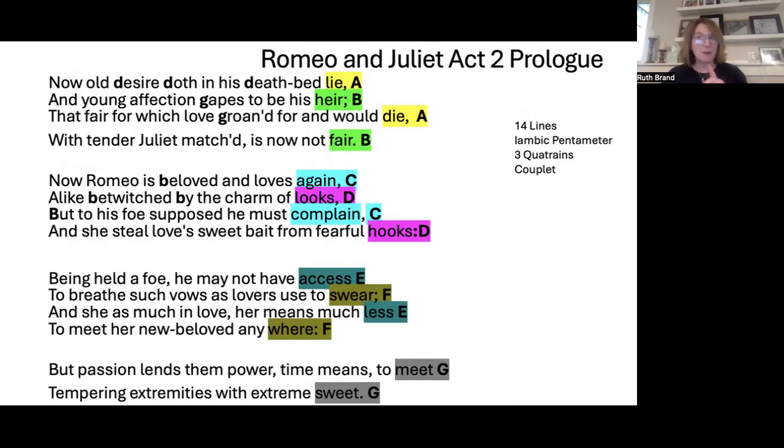So now that he is comparing Rosaline to Juliet, that old love, she's not beautiful anymore. She is no longer for him. Now Romeo is beloved and loves again.